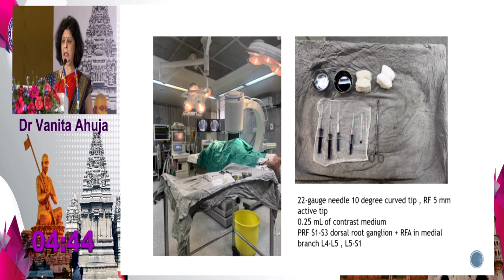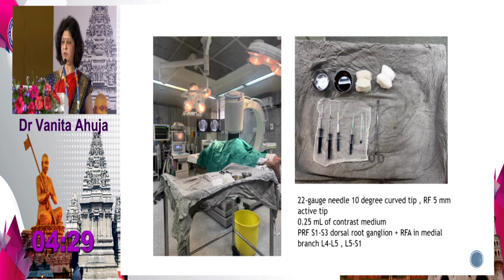Have a needle, a 22 gauge needle you can use, and the contrast required would be very low, something like 0.25 mil, because the whole space of the SI joint has a capacity of something like 1.5 to 2 mils. So you will not be able to inject much.